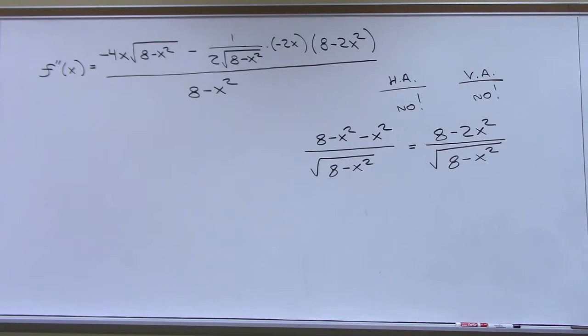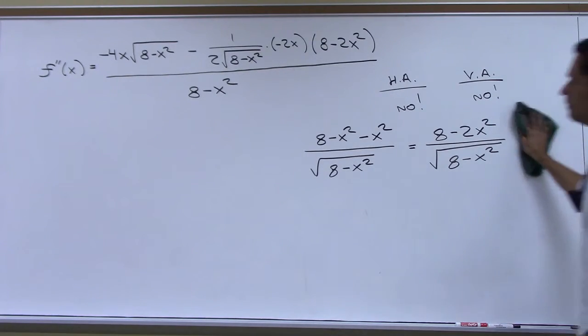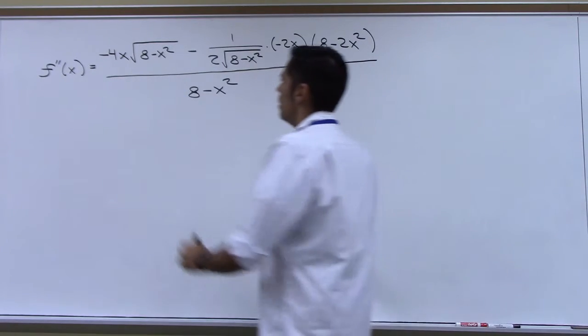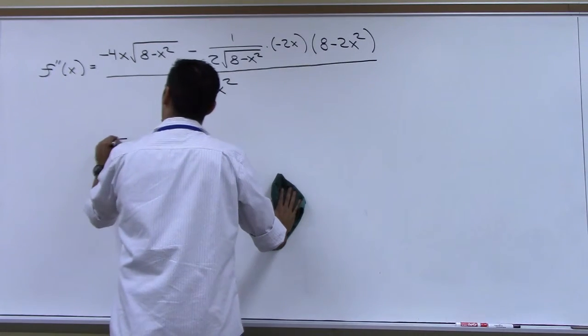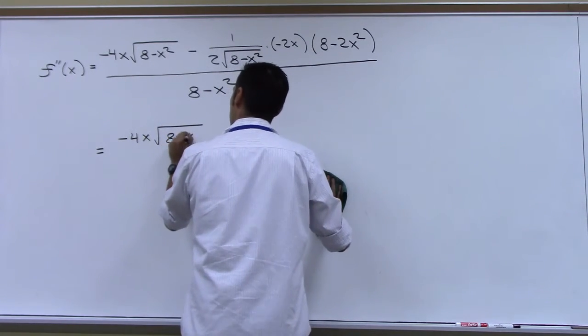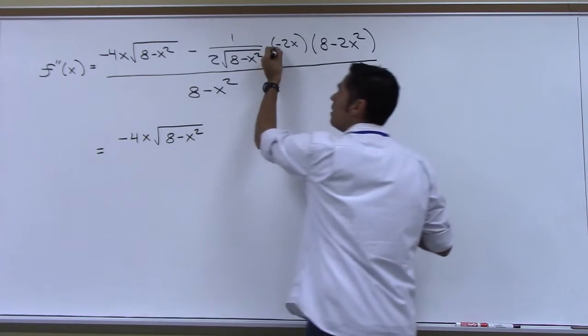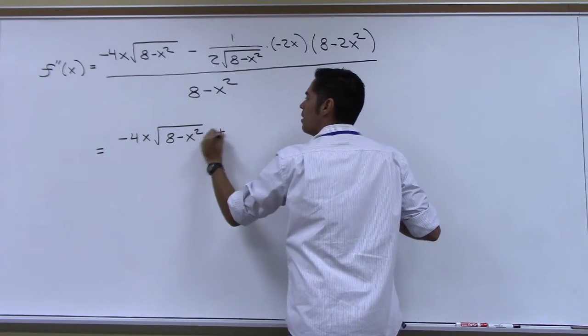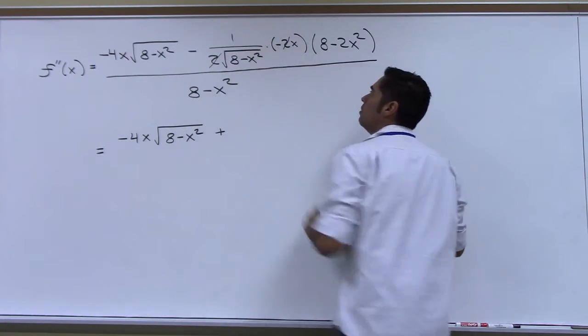All right, I'm going to try and clean up. I don't even know how I want to clean this up. Well, I do, but let's see. This is equal to negative 4x root 8 minus x squared. I have a minus and a minus, which is going to become plus. So plus, this 2 and this 2 cancel.